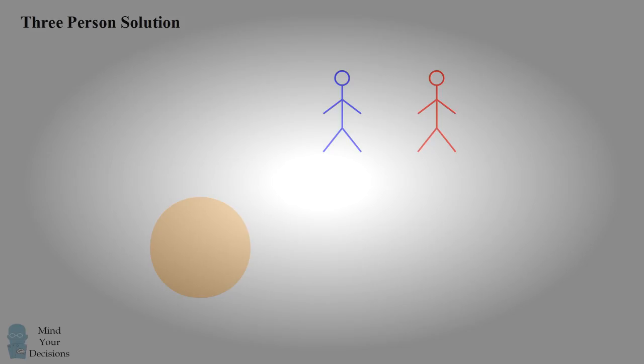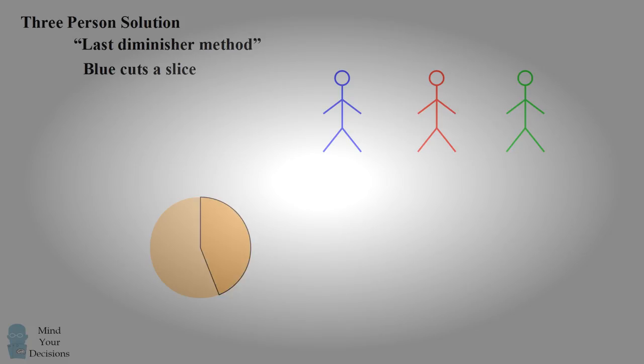What would happen if we had three people cutting the cake? How can we divide the cake fairly? What we're going to do is divide up the first slice by what's known as the last diminisher method. Blue is going to cut a slice of the cake, and it can be any size that blue wants. Now red is then going to inspect the slice, and red can reduce the slice if red wants. So let's say red cuts the slice and then attaches the remaining part of the cake together. So now this is the slice that red has cut.